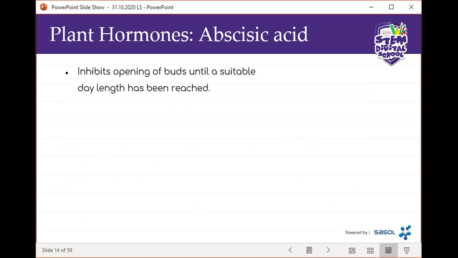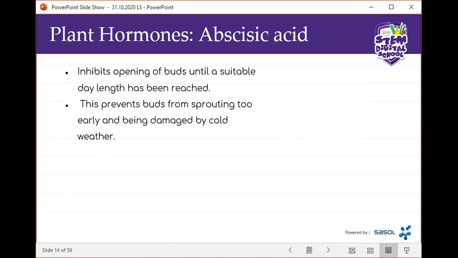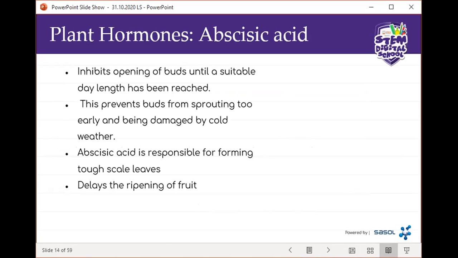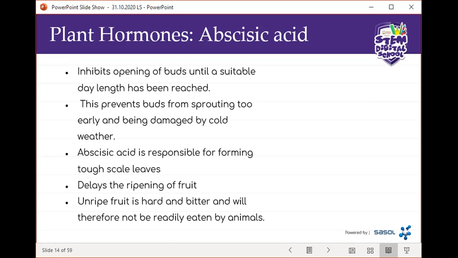It inhibits the opening of buds until a suitable day length has been reached. So this prevents buds from sprouting too early or being damaged by cold weather. Abscisic acid is responsible for forming tough scale leaves. It also delays the ripening of fruit. And then unripe fruit is hard and bitter and will therefore not be readily eaten by animals.